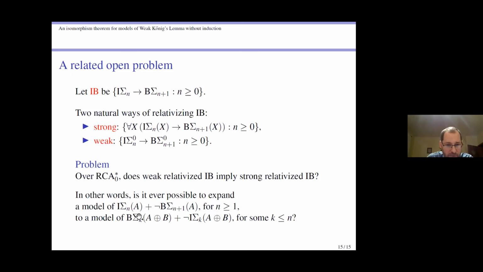It's definitely possible to go from B and not I, for say a model of B sigma 2 and not I sigma 2, to a model of I sigma 1 and not B sigma 2 by expanding. But in this direction, we don't know. It seems like a difficult problem. If any of you have any comments on this, we're interested, because it looks like a really interesting question to ask. Thanks. Sorry for going a bit over time.